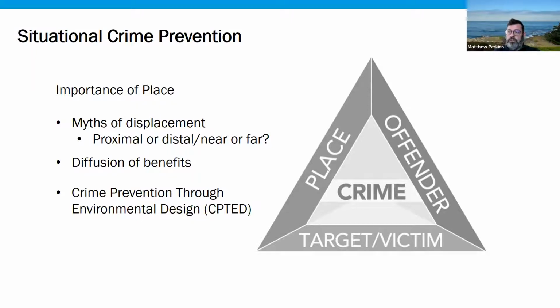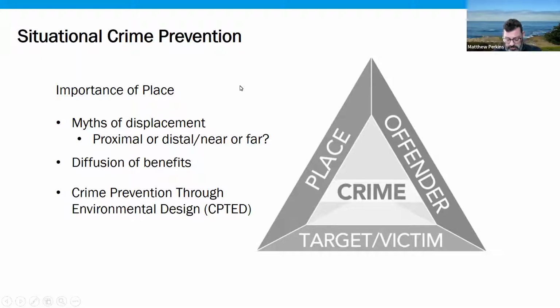Situational crime prevention, though, reminds us that for any event to take place, three elements need to be in place. We need that target or victim. We need the person who will act as an offender in that instance, but there also needs to be an environment in which it can take place. And we've been able to make great strides in research around the nexus between place and crime over the past 30 to 40 years. Among the things that we found are the myths of displacement.